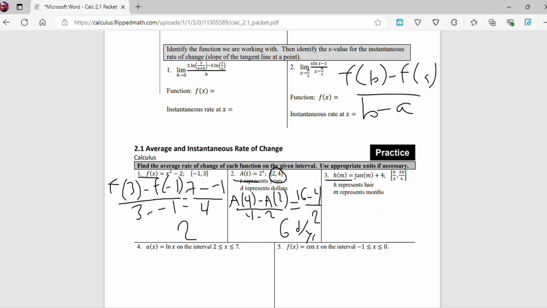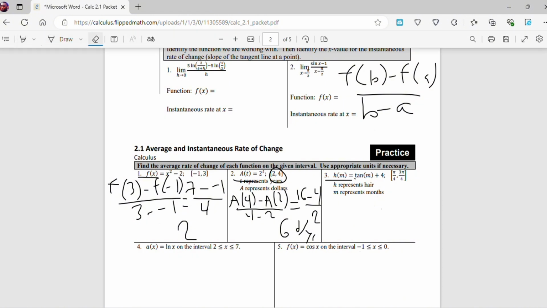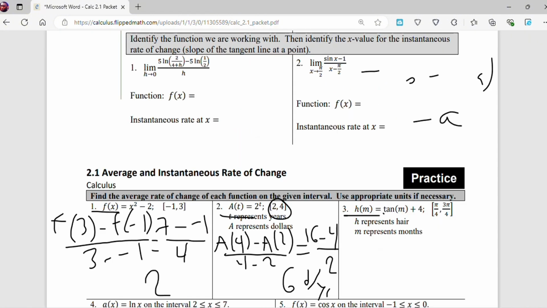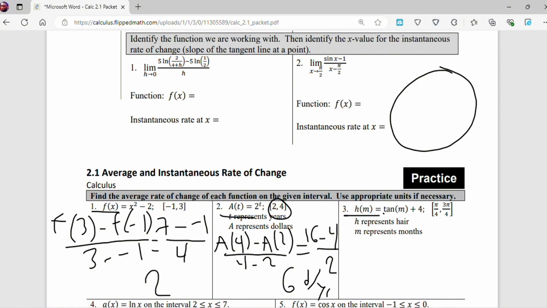Okay, number 3. We have a question that can be a little tricky if you don't know your unit circle, but hopefully we do. Just in case you don't remember a unit circle, I am going to draw one for you, a very small one. All we need to know is that's 0, and this is pi over 2, this is pi, 3 pi over 2, and then back to 0 is 2 pi.